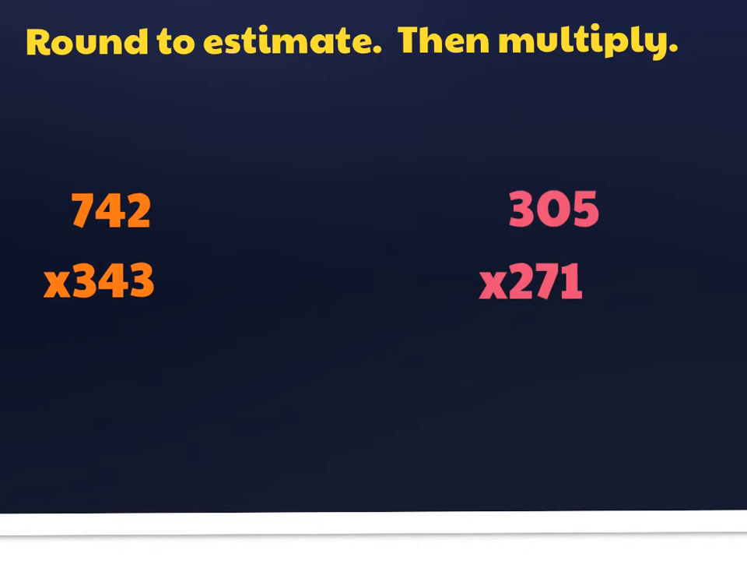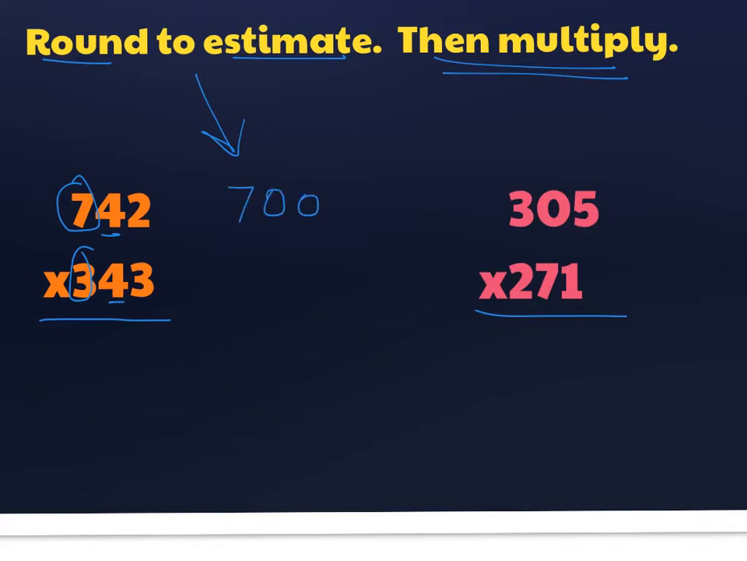All right, so the next thing that we're going to do is round to estimate, then multiply. We've talked about this in class: when we see these directions, that means I need to do 2 things, and I'm going to have 2 answers. So first, let's round to estimate. When you round to estimate with products, you always round each factor to its greatest place. In this case, they each have the greatest place of 100. So 742 is going to round to 700. 343 is going to round to 300.